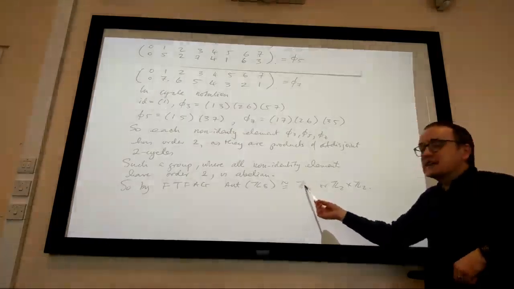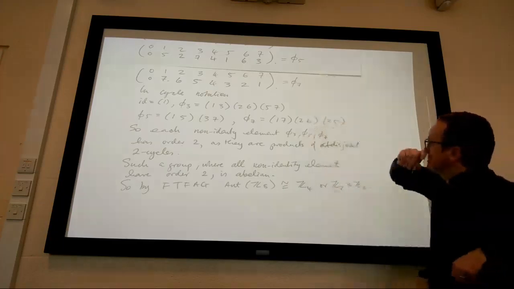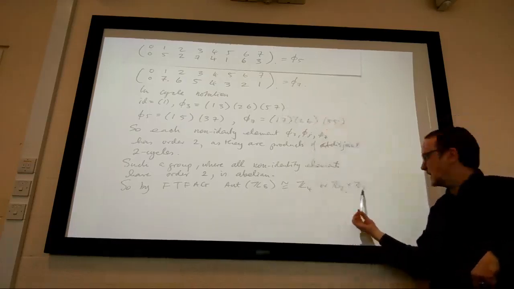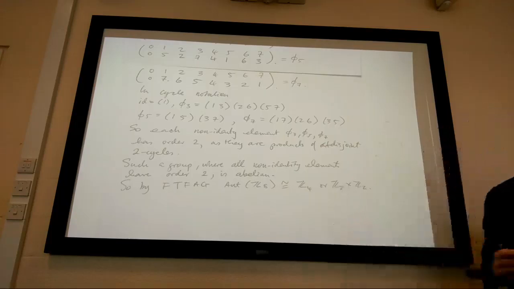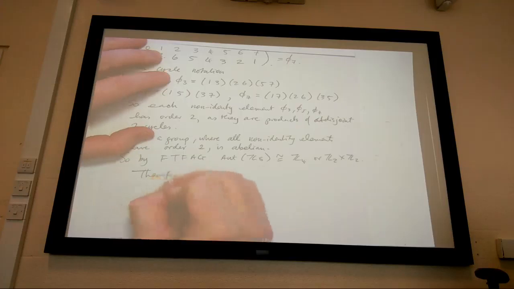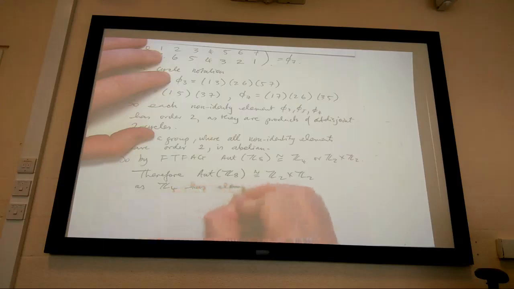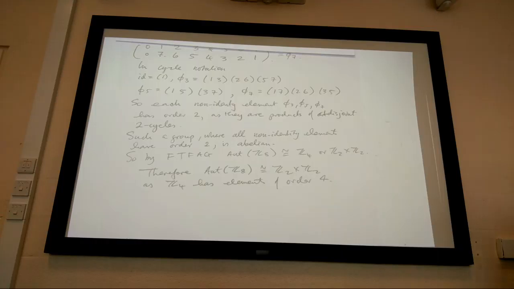It's generated by 1 and 3, so they're elements of order 4. But we've just discovered that everything in Aut Z8 is either the identity or has order 2. So that has to be this one. All the non-identity elements have order 2. Therefore, Aut Z8 is isomorphic to Z2 cross Z2, as Z4 has elements of order 4. So that's the treatment of that. You have to do a little bit of permutations and cycle decomposition.